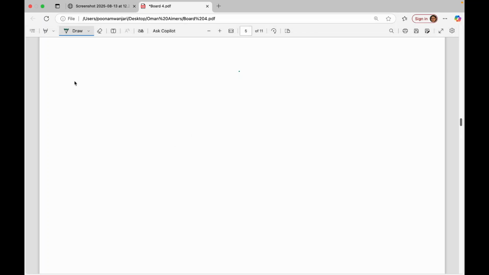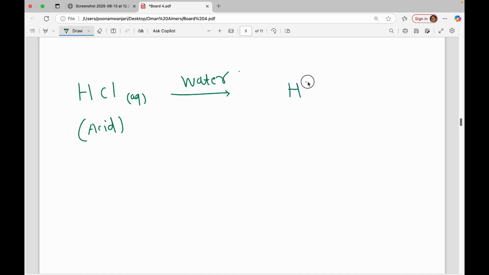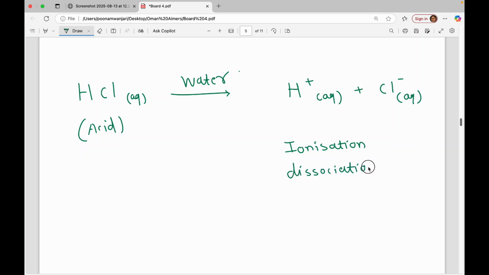Take a simple example, that is HCl in aqueous solution. When we put it in water, this is acid, and as we already discussed in the previous class, this is a proton donor, so it will separate into its ions H+ and Cl-. This complete procedure is called ionization, or again it is called dissociation, or in a very simple word, students, you can say separation.